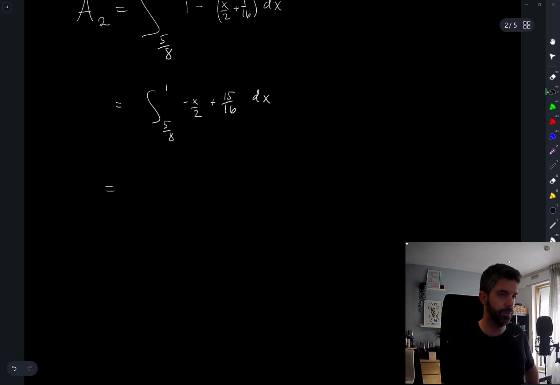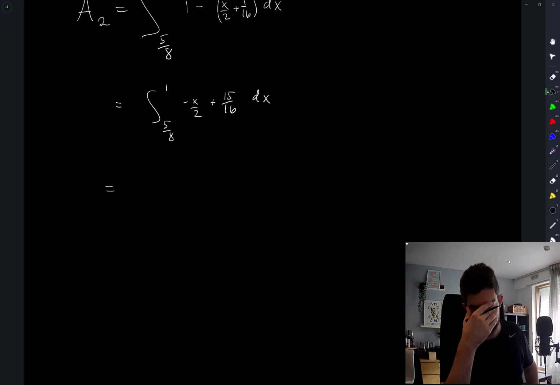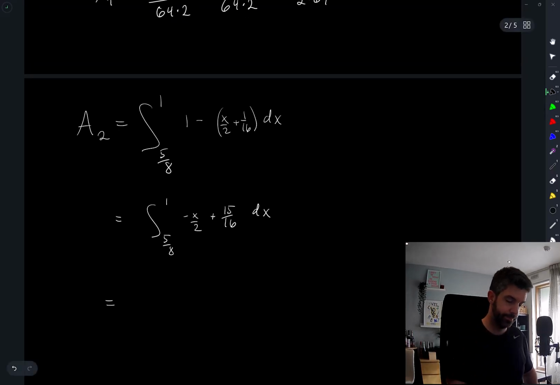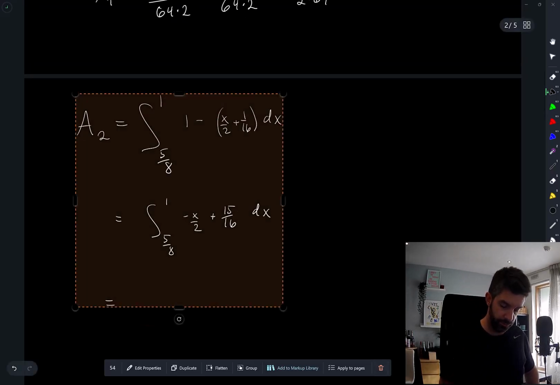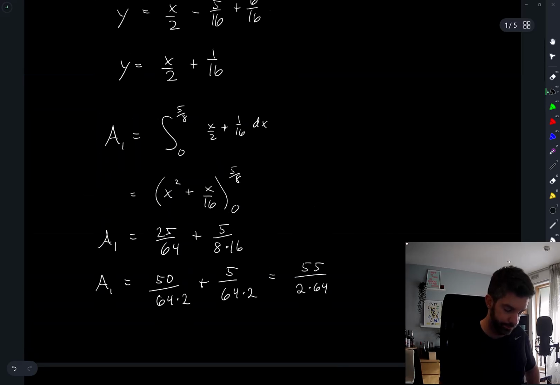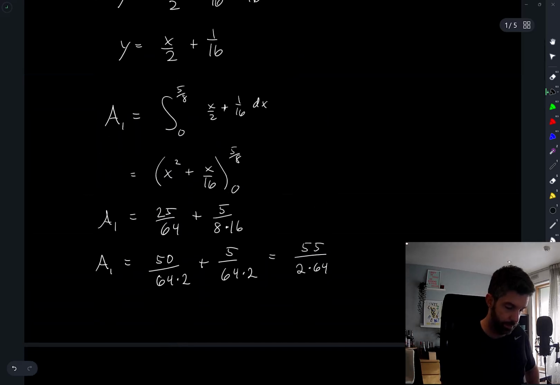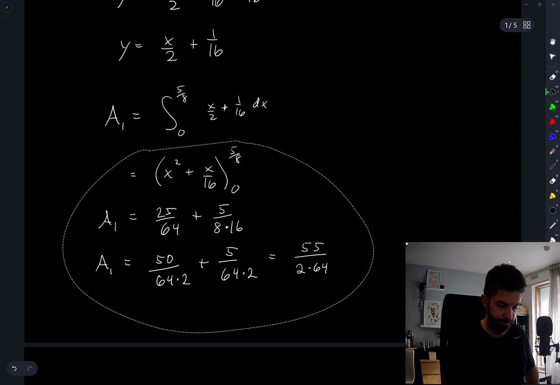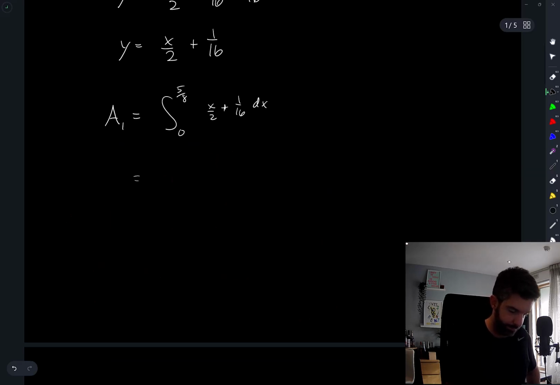Integral of x over 2. Oh my god. So my first area is wrong as well. Oh my god. X squared over 4 plus 1 over 16x.